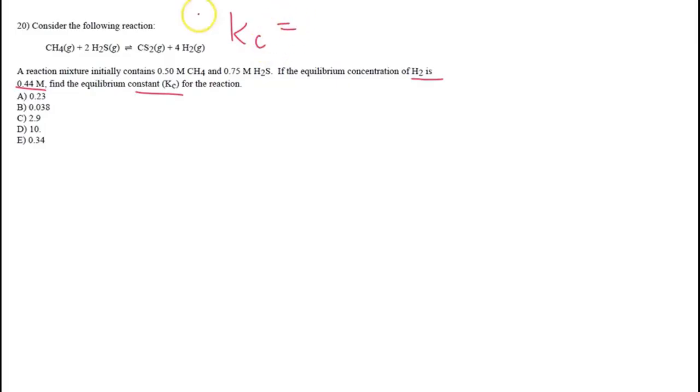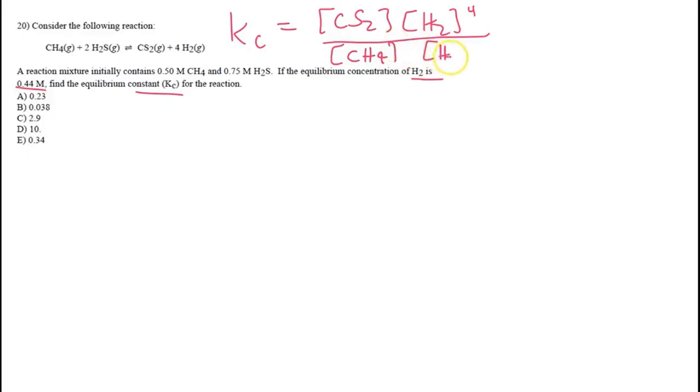I'm going to write the mass action expression. Again, we're going to have CS2, we're going to have H2 raised to the power 4 divided by CH4, and then we're going to have H2S raised to a power of 2. Now they're already telling me my equilibrium amount of H2S, I can put in here, is going to be 0.44 molar. So they already told me that. I can use that to my advantage when I create my Rice table.